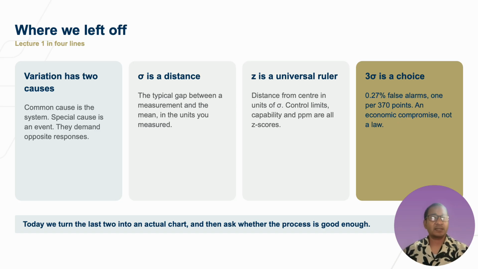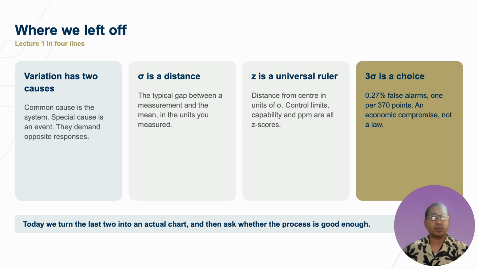Four things from the last class we use today. Variation has two causes. Common cause is the system operating normally. Special cause is the event. They demand opposite responses, and confusing them is expensive in both directions. Sigma is the typical gap between the measurement and the mean, in the units you measured. We built it in five steps. The z-score is the universal ruler: distance from the center in units of sigma. And I promised you that control limits, capability, and parts per million are all the same z-score wearing different names. Today, two of those three will show up.